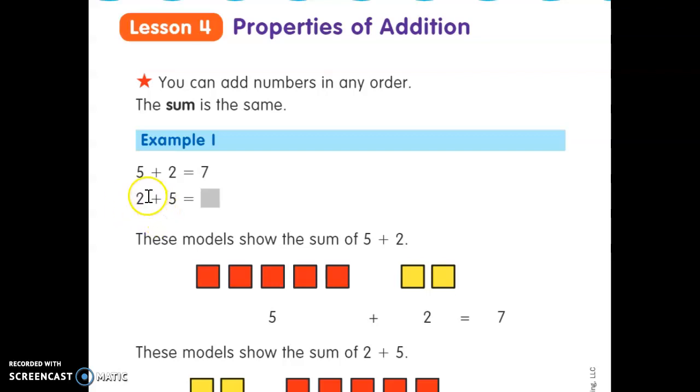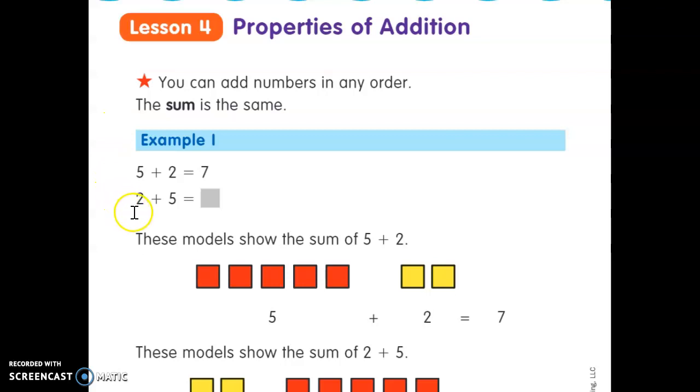Let's look at example 1. It says 5 plus 2 equals 7, and that shows down here. I have 1, 2, 3, 4, 5. I have 5 red squares and 2 more. So let's count from 5, 6, 7. And so that shows 5 plus 2 equals 7.